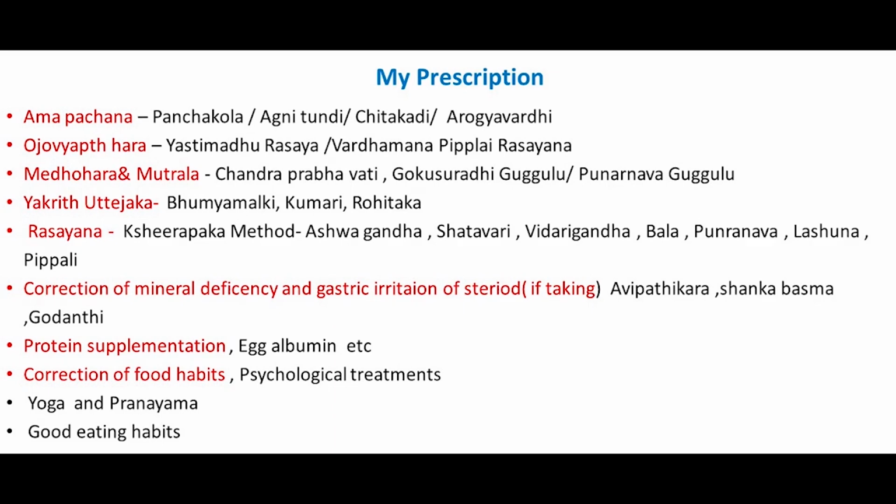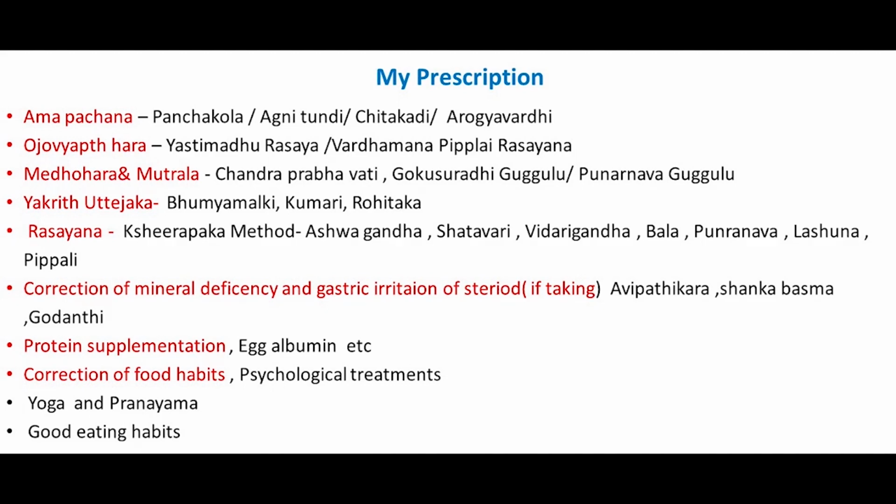Then we have to correct the mineral deficiencies and gastric irritation, which may be there if the patient is taking steroids. In that condition we have to go for Avipatrika Churna, Shankha Basma or Godanti Basma. This is for mineral deficiency as well as to correct the gastric irritation. Then protein supplementation should be done, that is egg albumin or other dietary proteins. Then correction of food habits, low salt intake, and psychological treatment, boosting the confidence of the child, which is also very important, yoga and pranayama, and good eating habits. This is my prescription in minimal change nephrotic syndrome, and I have seen very good results in the long term.